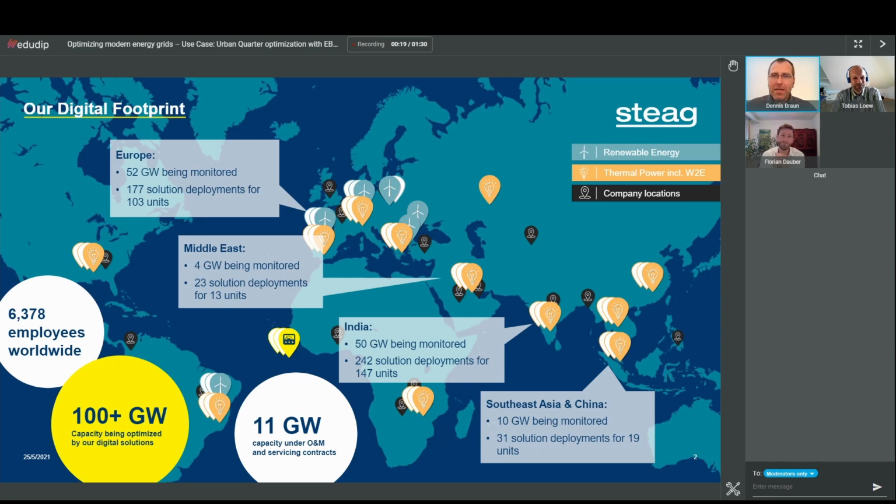Very briefly, STEAG, for those that don't know us, we are an international energy company. We have more than 6,000 employees worldwide. More than 100 gigawatts of power plants around the globe use our digital solutions. We will see what that is in a minute. We have more than 11 gigawatts of installed capacity around the globe with operation and maintenance contracts, where we as STEAG develop and optimize operation and maintenance constantly. You can see Europe, Middle East, India, Southeast Asia, and China, a very international project background. That is very helpful for us.